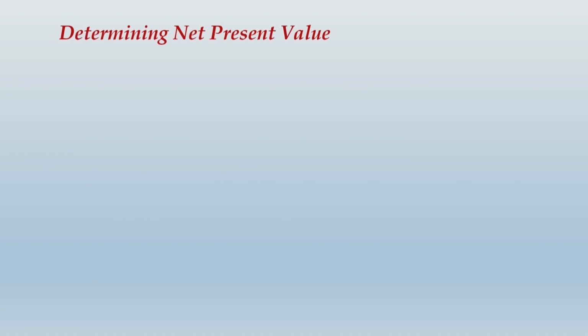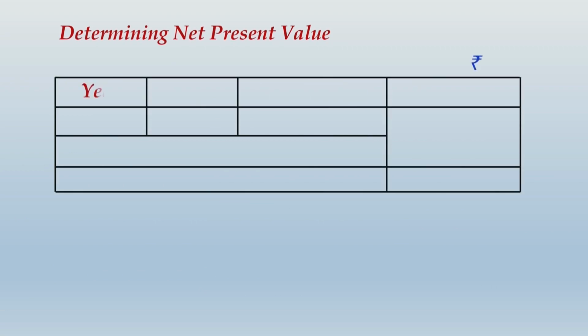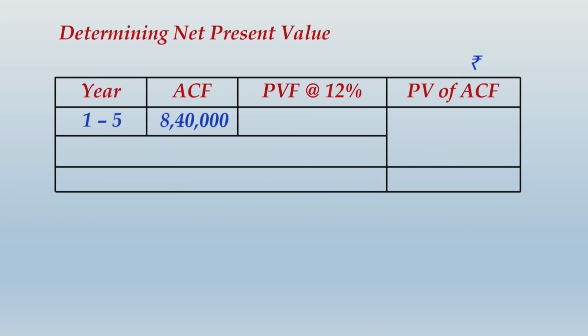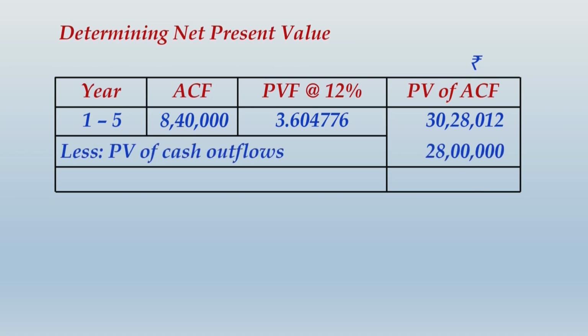You first determine the NPV using the usual discounting rate of 12% per annum, and that would result in an annuity factor of 3.604776 multiplied by the annual cash flow of 8,40,000 to arrive at the total PV of inflows as 30,28,012. From that you subtract the PV of cash outflow, or the cost of the project, or you can say the initial investment of 28 lakhs. This gives you an NPV of 2,28,012 rupees. Now that was the NPV calculation.